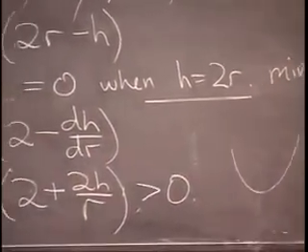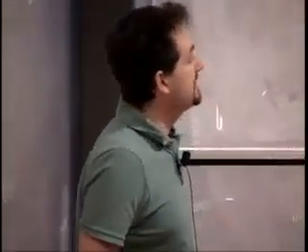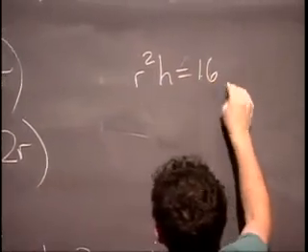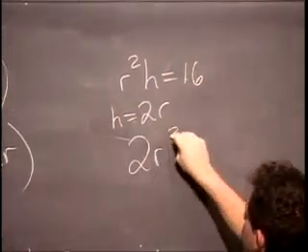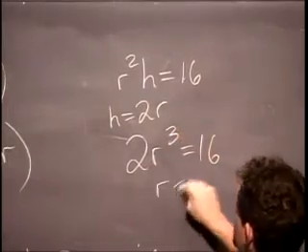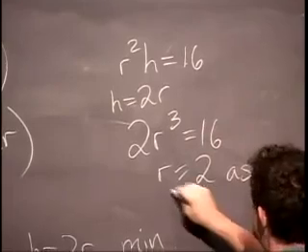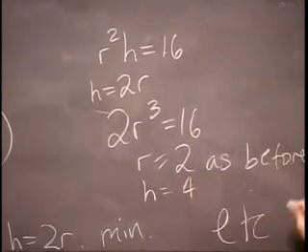It's really weird. You know, it's all implicit stuff here. But look how simple the computation is. Simpler than the other one. So this is now a minimum. And, of course, to find out what it is, you have to go back into the original equation, r squared h equals 16. We know h equals 2r. So this means 2r cubed is 16. r equals 2 as before. And we immediately know h equals twice that much. And you continue as before.